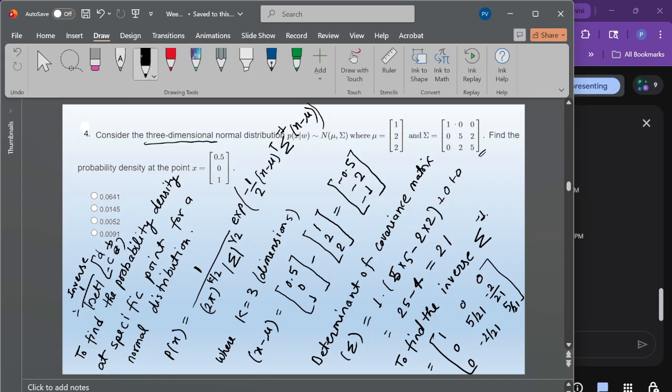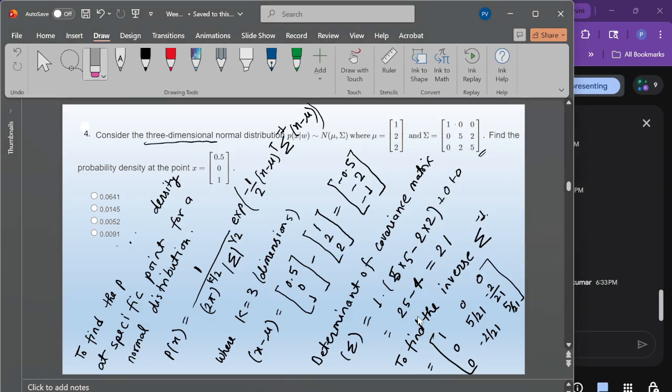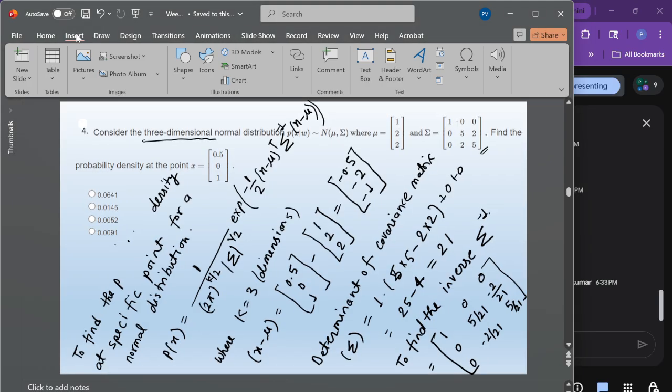So now I'm just removing all these points here. Is it fine till now? I'm just removing the other parts. Is it fine? Or do you want to note down something? Okay, I can take one extra slide.